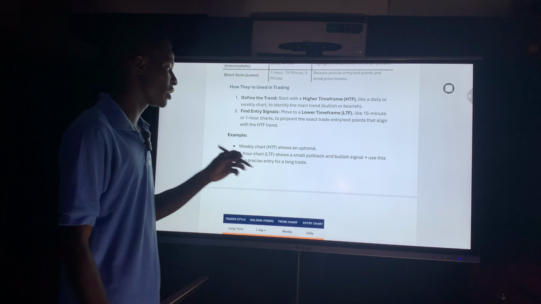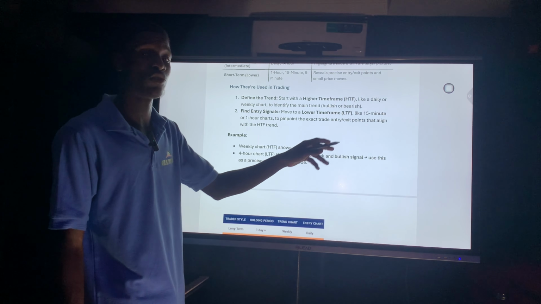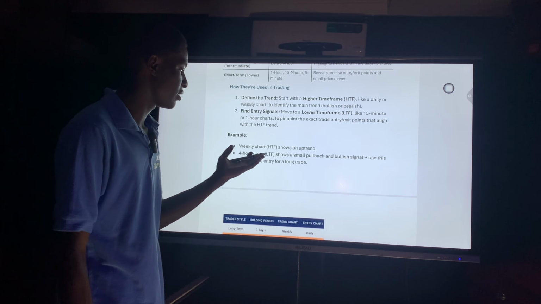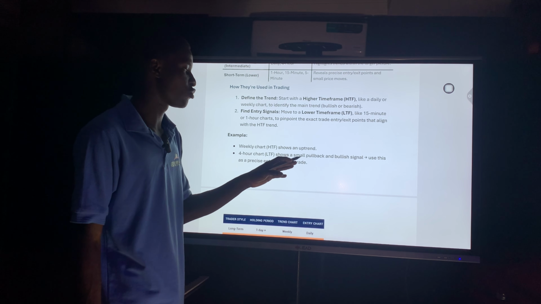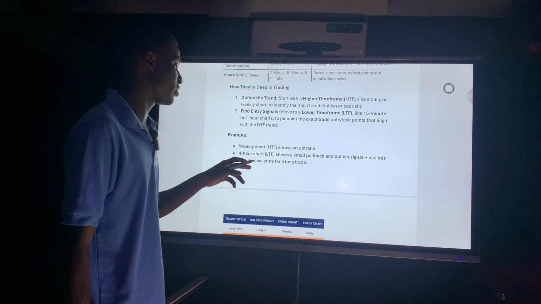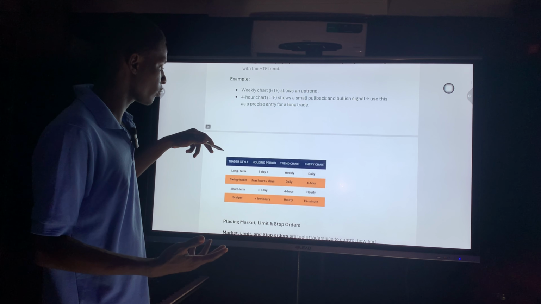So, example: the weekly chart, HTF, which is the higher time frame, shows an upward trend. So you go to the 4 hours chart, which is the lower time frame, and it shows a small pullback and bullish signal. Use this as a precise entry for the long trend. So that would help you.